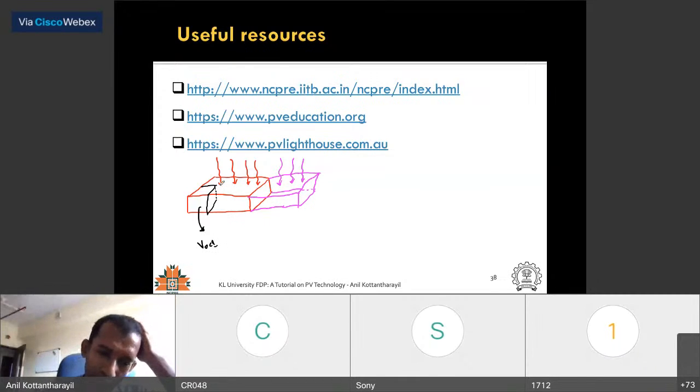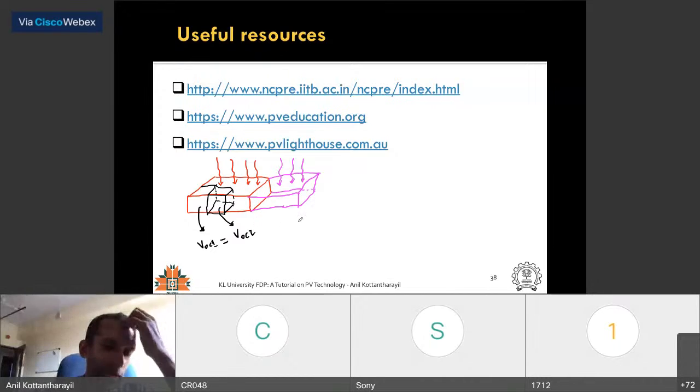On the other hand, let's say I take another piece. This is the other piece of the solar cell, and this would give me VOC2. They are equal, because they are identical pieces. They have the same area, everything is the same.